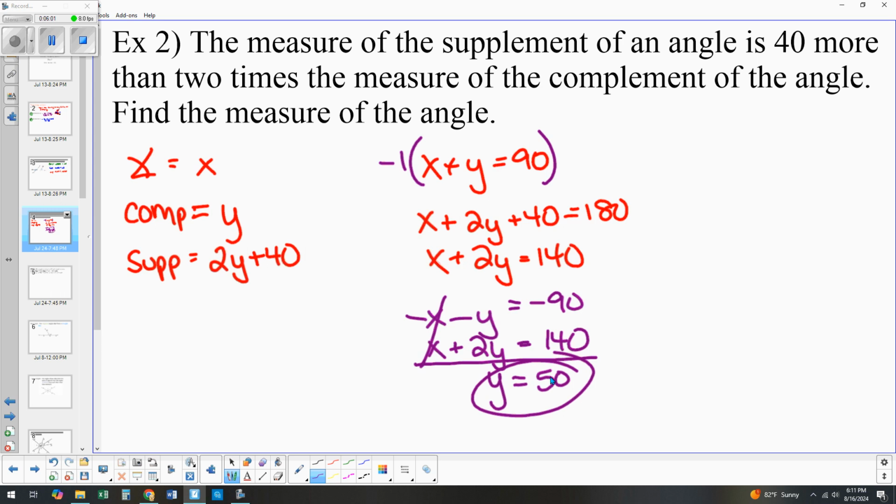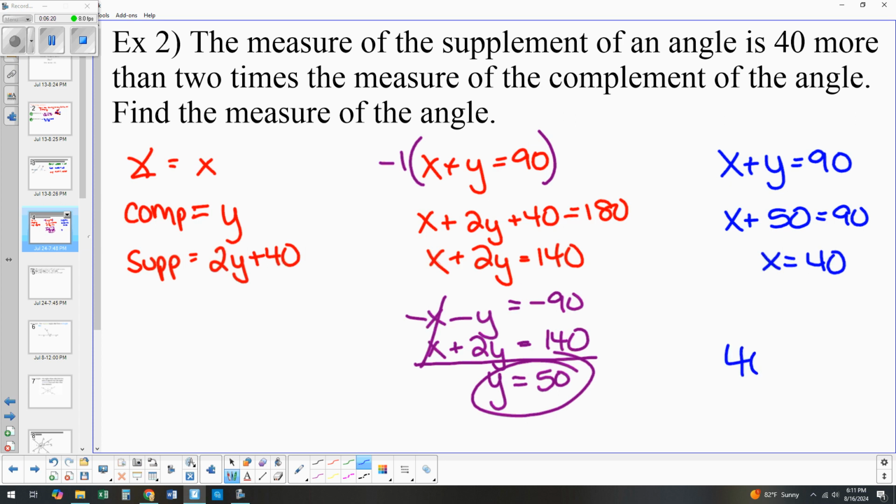So we've now found that 50 degrees is y. We do still want to find the measure of the original angle, which was x. So I'm going to go back to one of my original equations. So x plus 50 equals 90. So my original angle is really 40 degrees.